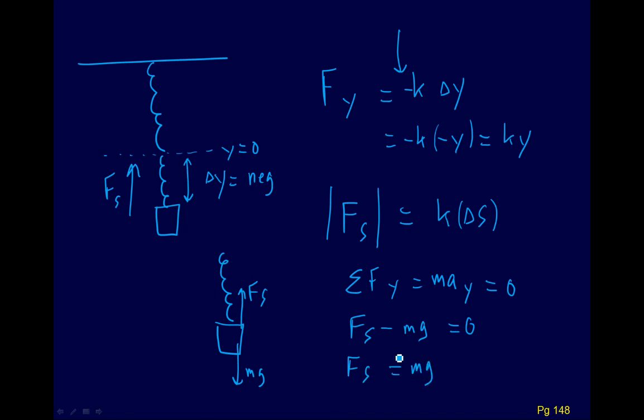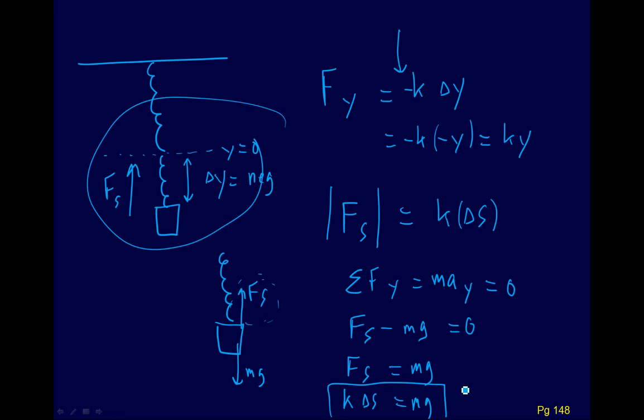Now I know F of s has to equal mg. I know it has to point in the positive direction because I know how it works here. I could go through all this stuff, but it's just easier once you figure out how it works to plug that in. So here I would simply plug in k delta s equals mg for this particular problem. That's what I advise you to do when you're actually doing problems like this.